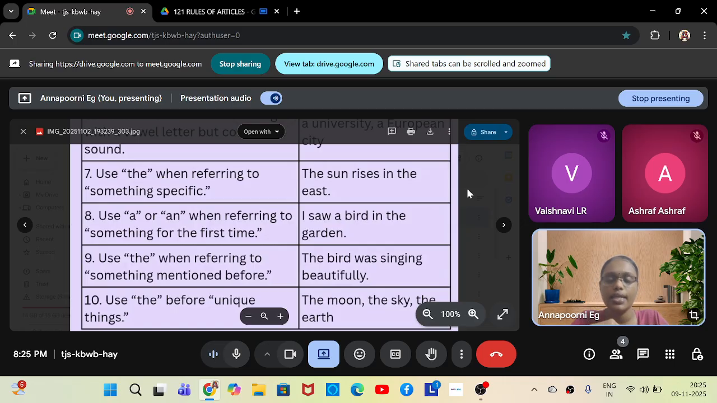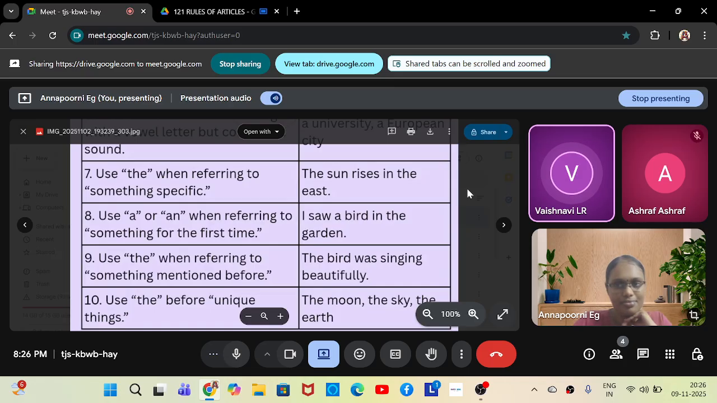Why am I not telling I saw an bird in the garden? Why I am not telling an bird?